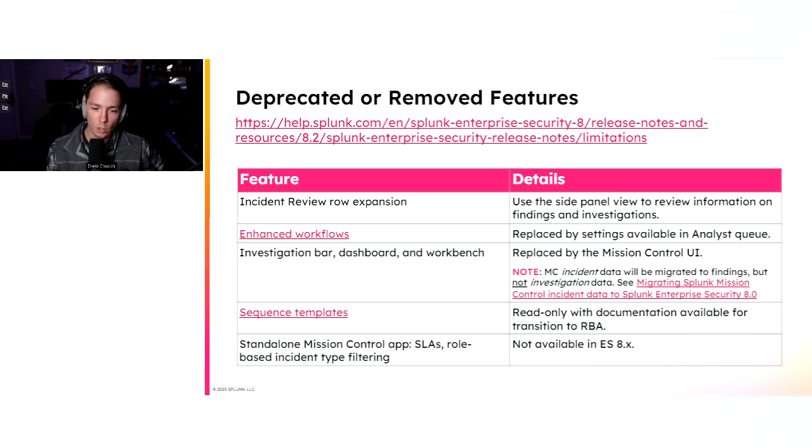Sequence templates are no longer something you can edit, and they are only read-only. And we've been putting some deprecation warnings in releases, and we finally did pull it out in ES 8.0. If you were using the standalone mission control app, there are some things that haven't quite made it into Enterprise Security 8 yet. So service level agreements and some role-based incident type filtering are not currently available.